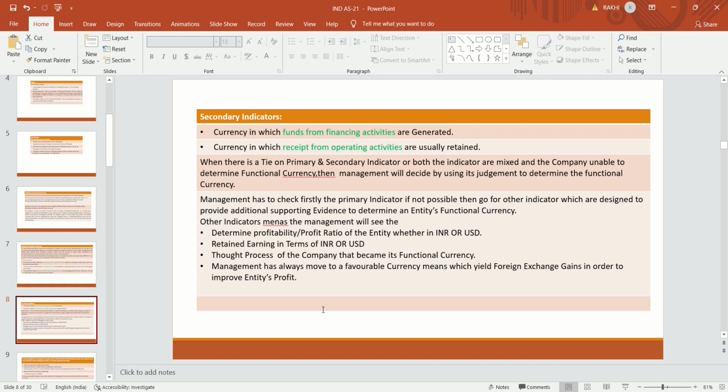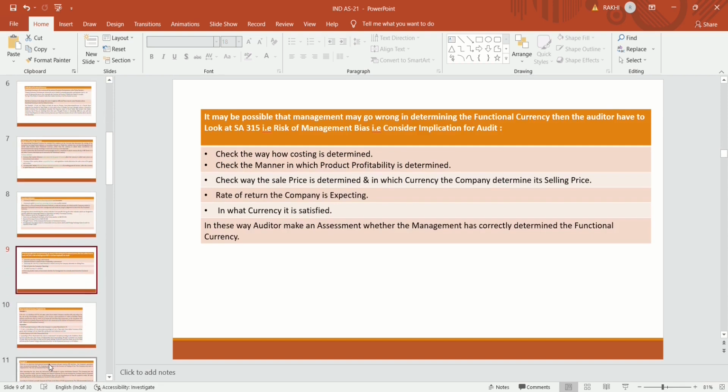And if the management goes wrong in their decision, then the auditor, while doing the audit, will look at all the perspectives, whether the management has properly selected the proper functional currency. So by following SA 315, what implication will the auditor check while doing an audit?